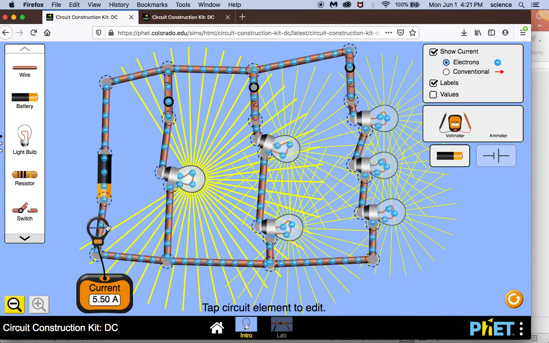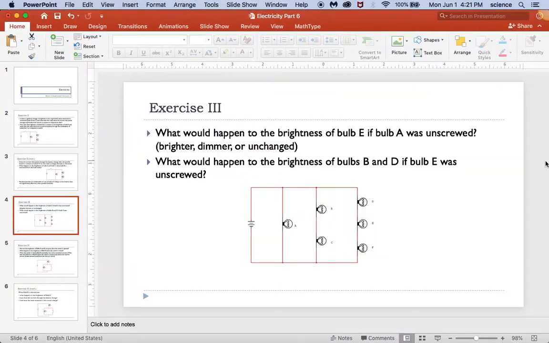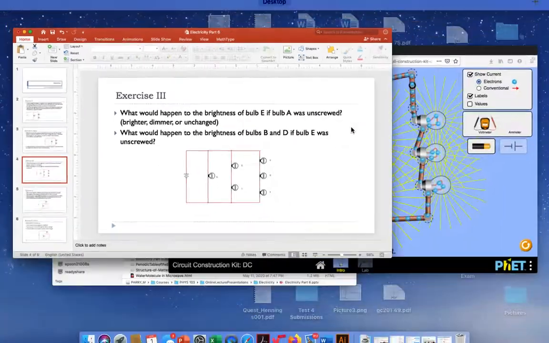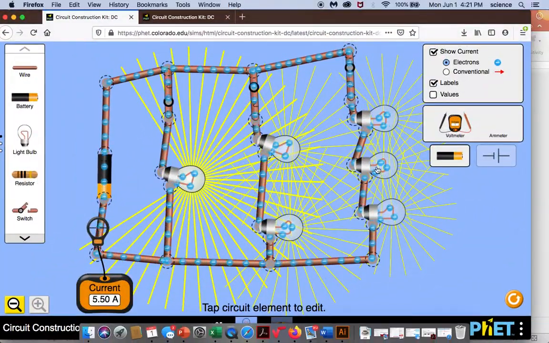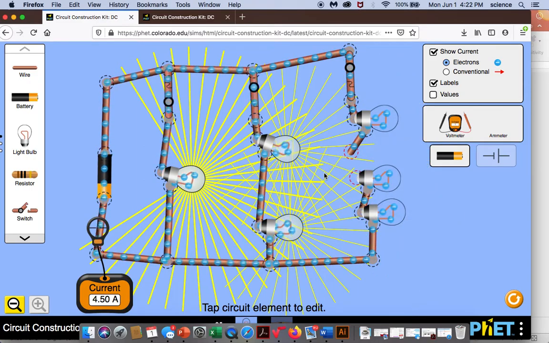All right, so we reconnect bulb A, and now let's disconnect bulb, oh, I forget, disconnect E. So disconnect this one and see what happens to B and D. So let's do that. So we're going to disconnect bulb E right here, and let's see what happens to the rest of the bulbs. So when I disconnect bulb E, bulbs D, E, and F, right?